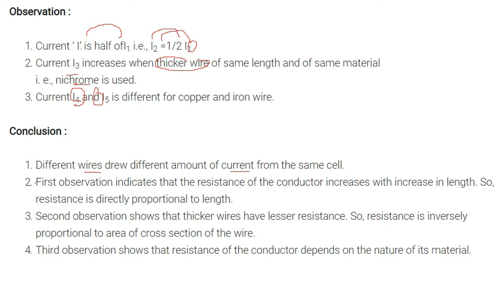And also the first observation indicates that the resistance of a conductor increases with increase in length. So resistance is directly proportional to the length. The second observation shows that the thicker the wire, the lesser the resistance. So resistance is inversely proportional to the area of cross section of the wire. And the next observation shows the resistance of a conductor depends on the nature of the material. What is the nature of the material? Nichrome we used here, and sometimes we used copper and sometimes iron.